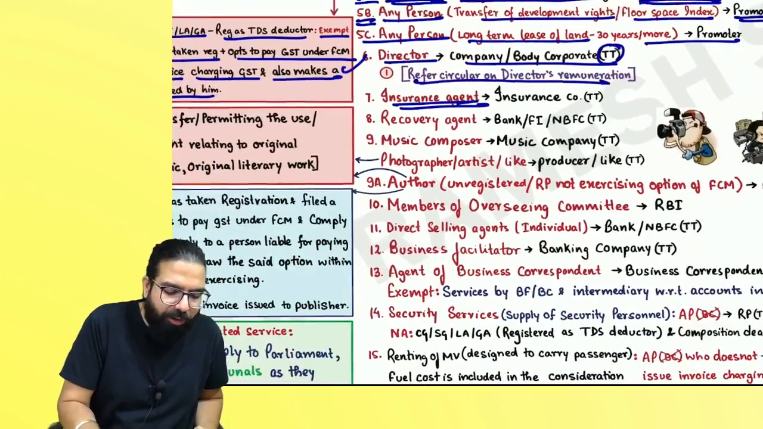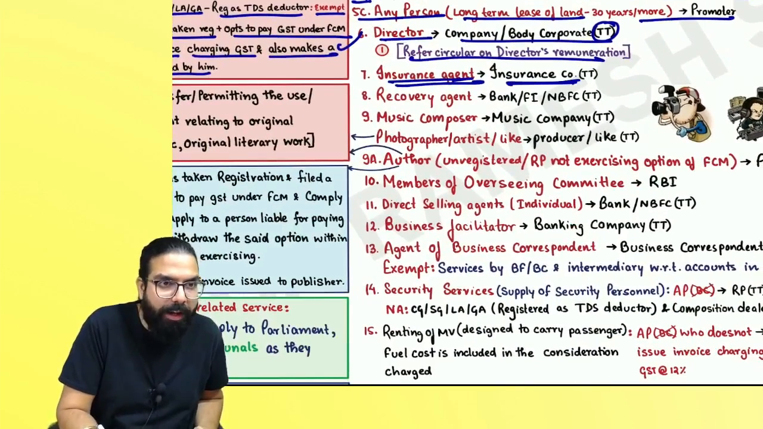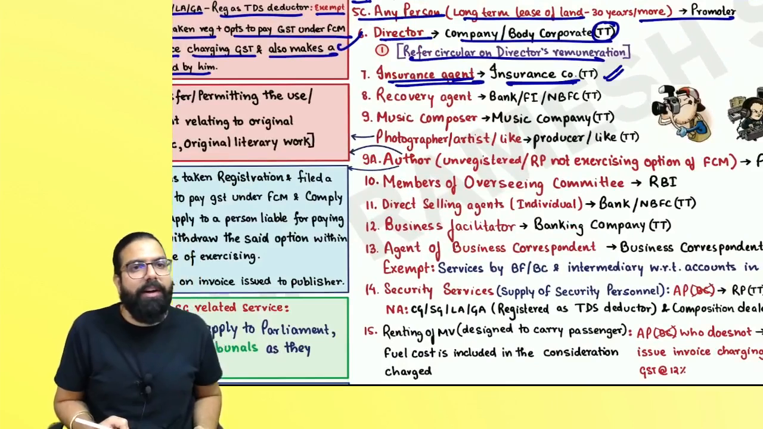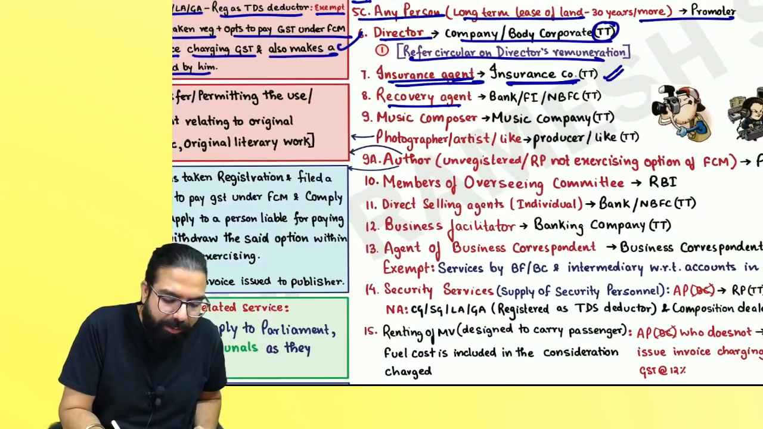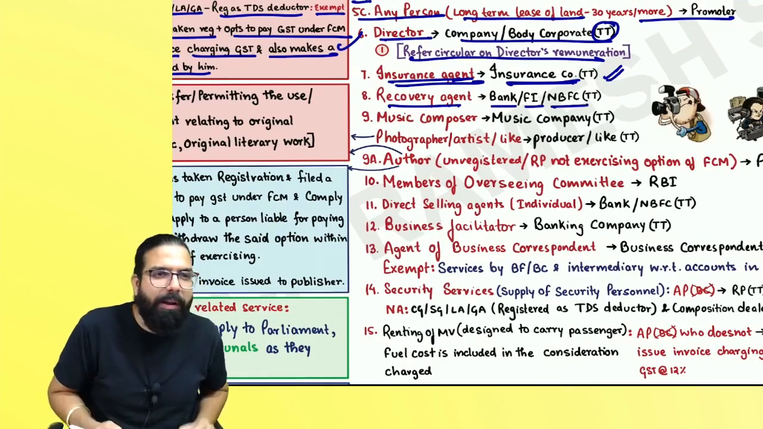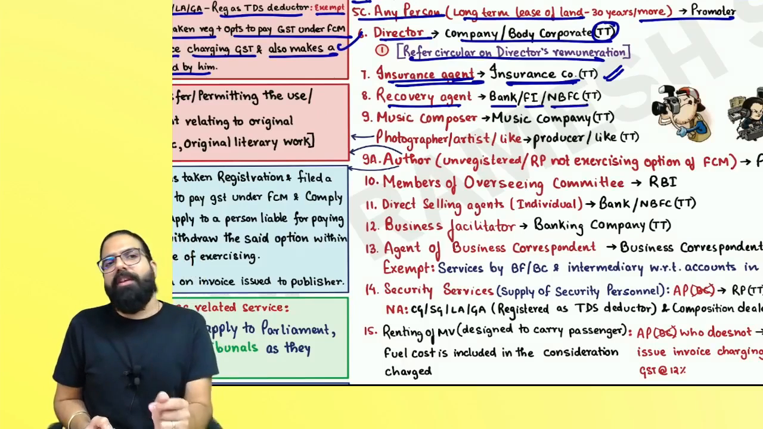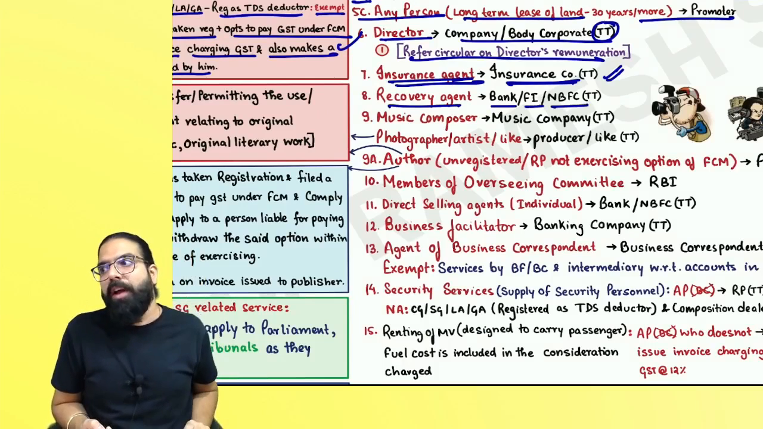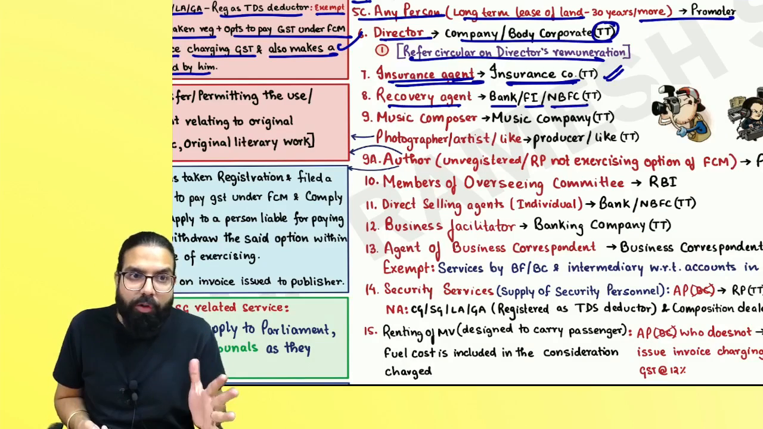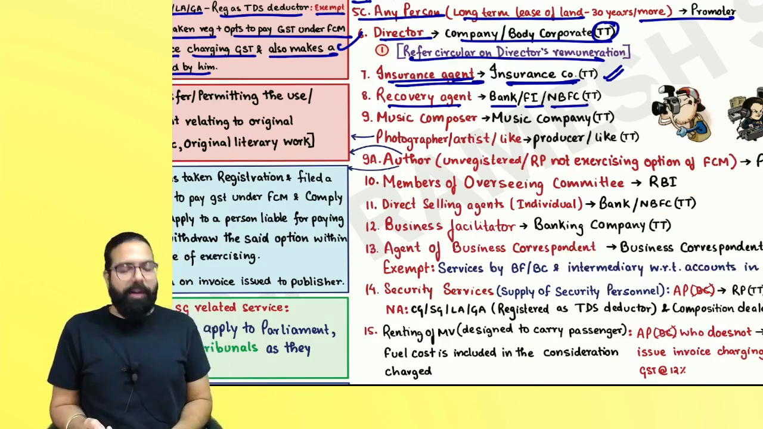Always remember one thing, an insurance agent giving services to the insurance company always pays the GST under RCM. Recovery agent giving services to a bank, financial institution and NBFC: the bank, financial institution or NBFC pays the GST under RCM. Remember one thing, everyone, if a recovery agent gave services to a car dealer, there is no RCM. It will come under forward charge.